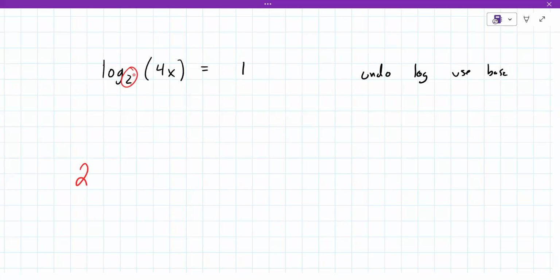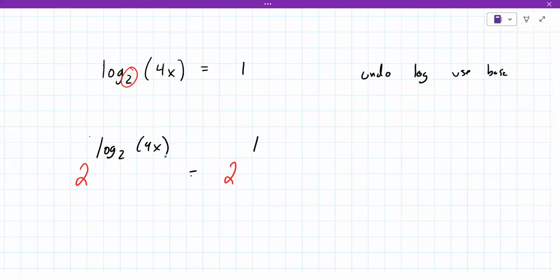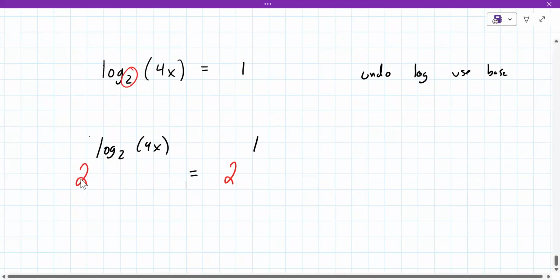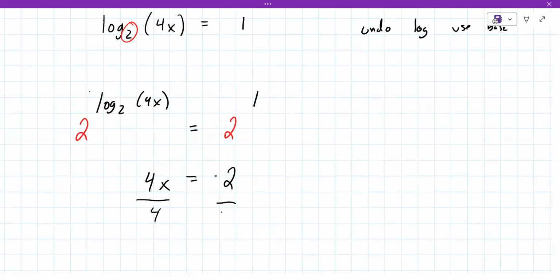So you write 2 and a 2. That's the base. Log base 2 of 4x equals 1 becomes 4x equals 2 to the 1. So notice I basically wrote exactly what was here, except I used the base as the base here. And on the left, it just undoes the log. So the left side becomes 4x. The right is 2 to the 1 power. What is 2 to the 1 power? 2 to the 1 power is just 2. Divide by 4. x equals 1/2.